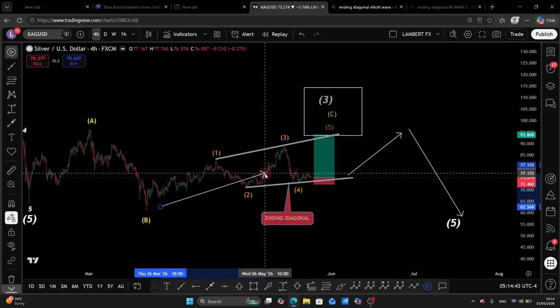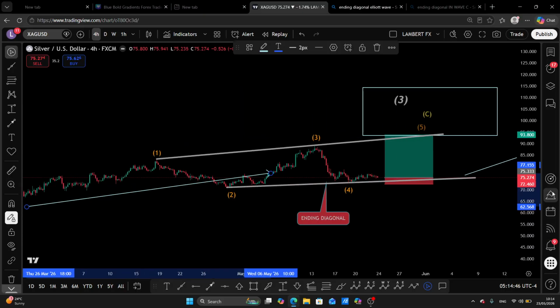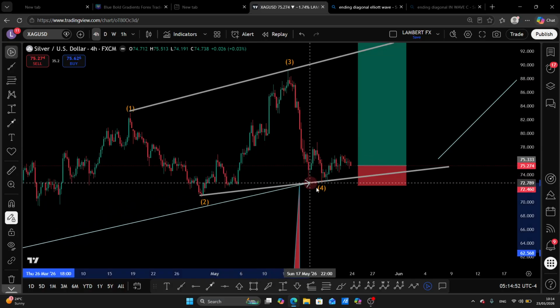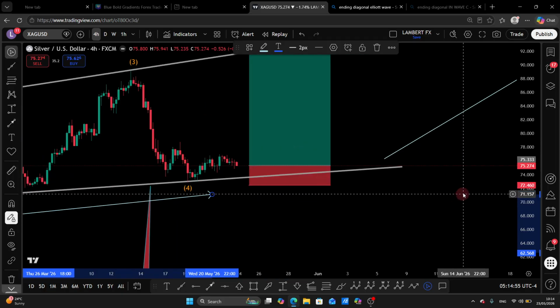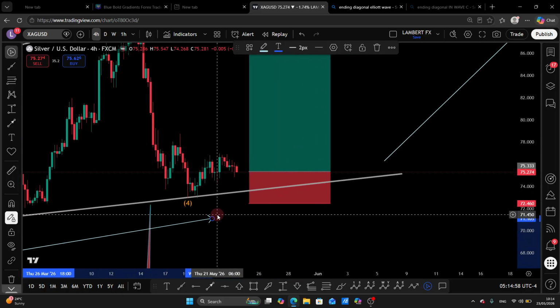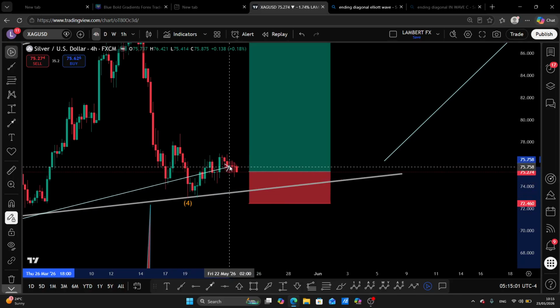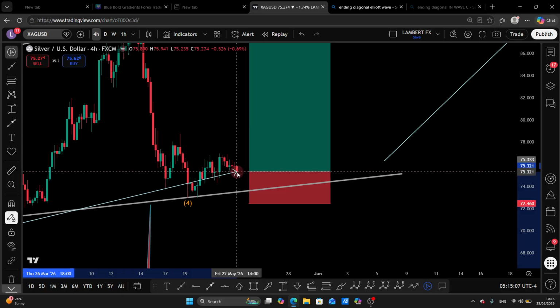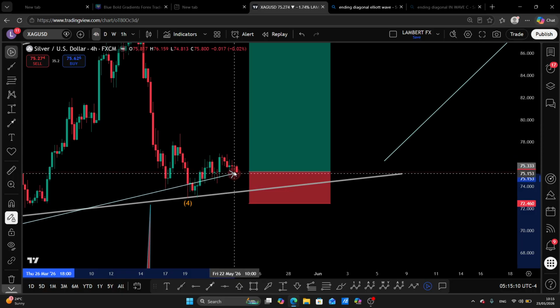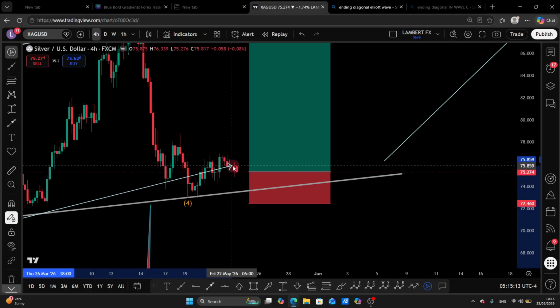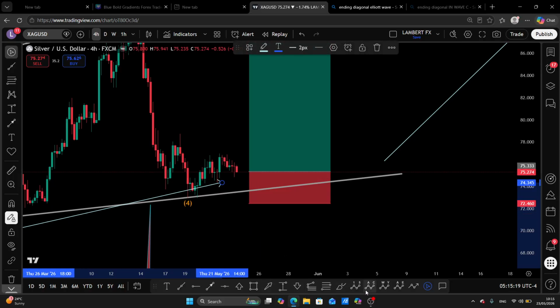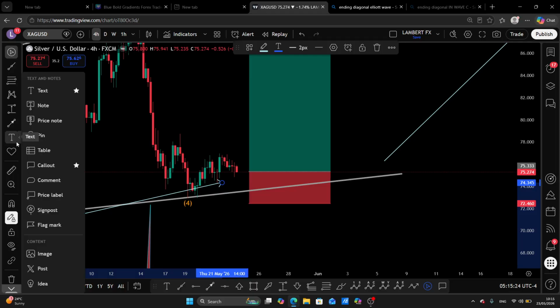Okay, so how do you trade this? Let me zoom this for you. If this is to be an ending diagonal, then we have a pin bar on this 4-hour chart. The market has closed inside the bullish pin bar, so this is now what they call an inside bar. One second, let me find my tool.